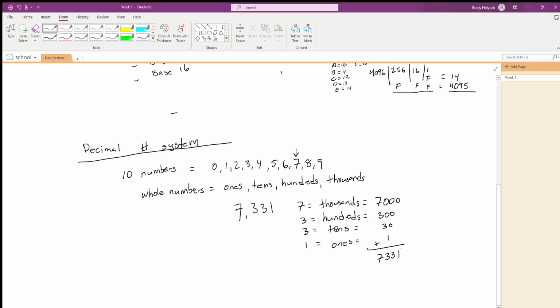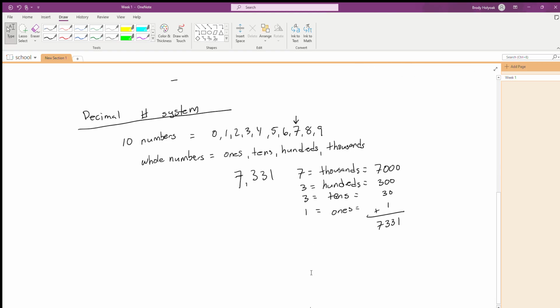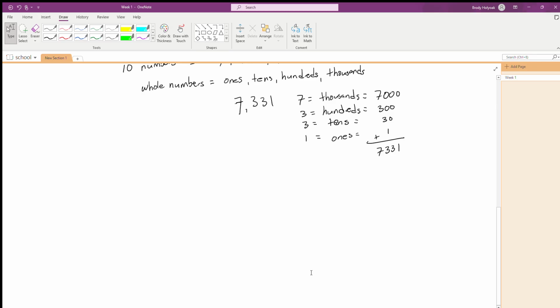The same pattern works for the other numbering systems. We just have to understand what those base values are. Okay? And then after that, I also have not just whole numbers, but I have partial numbers. So up here I have partial or fractional or decimal.